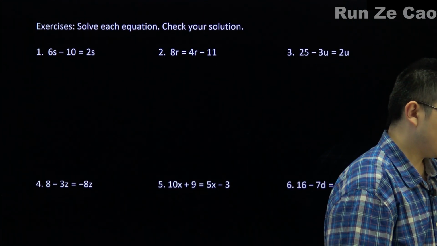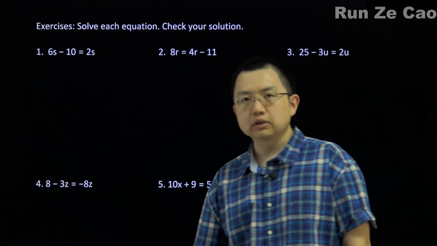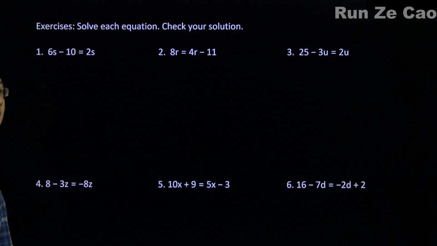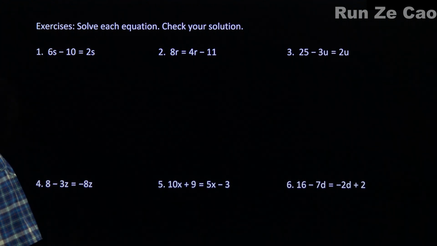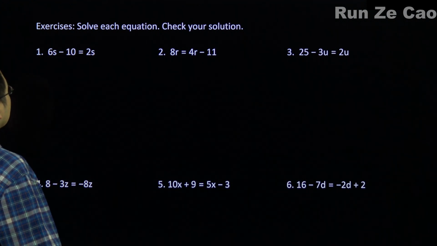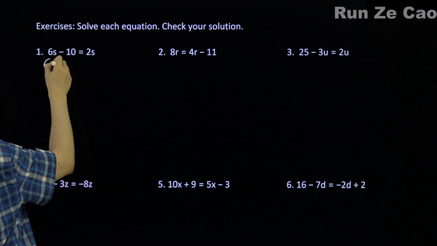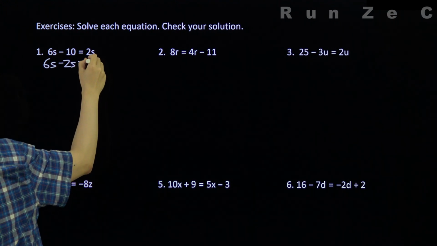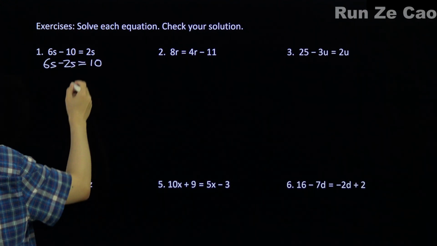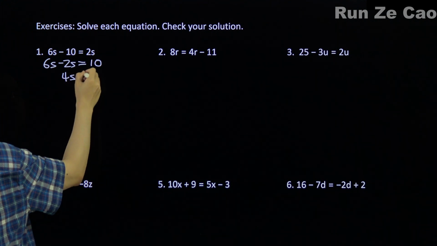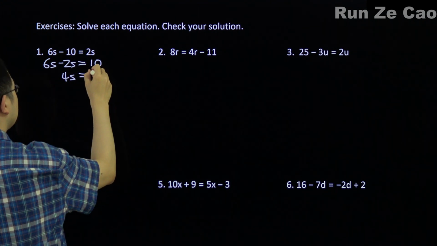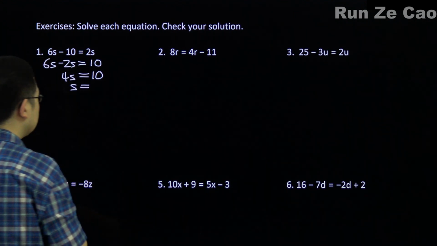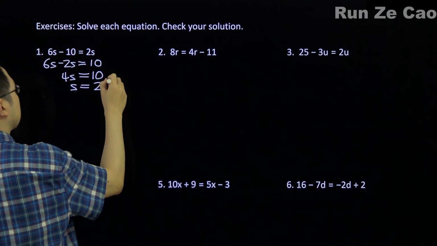Alright, let's solve each of these and check our solutions. We'll do the checking verbally for the most part, with maybe a couple where I'll show you guys the whole thing. So 6s minus 10 equals 2s. Well, you get 6s minus 2s, so you move that over. And you move the negative 10 to the other side and it becomes positive 10. So 4s is equal to 10. s is equal to 2.5.